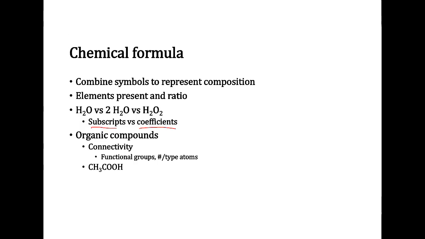So if we have H2O, that's looking at a single water molecule. Okay, if we have two H2Os, well, now we're talking about there being 2 water molecules. And you don't have to know how to draw this just yet. We'll go over Lewis structures later this semester. And then finally, if we have H2O2, that means something entirely different. That means that this is hydrogen peroxide.